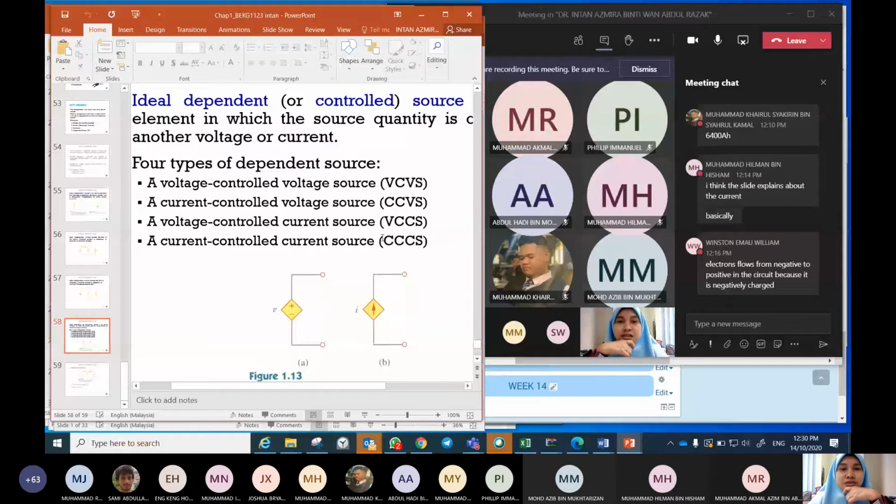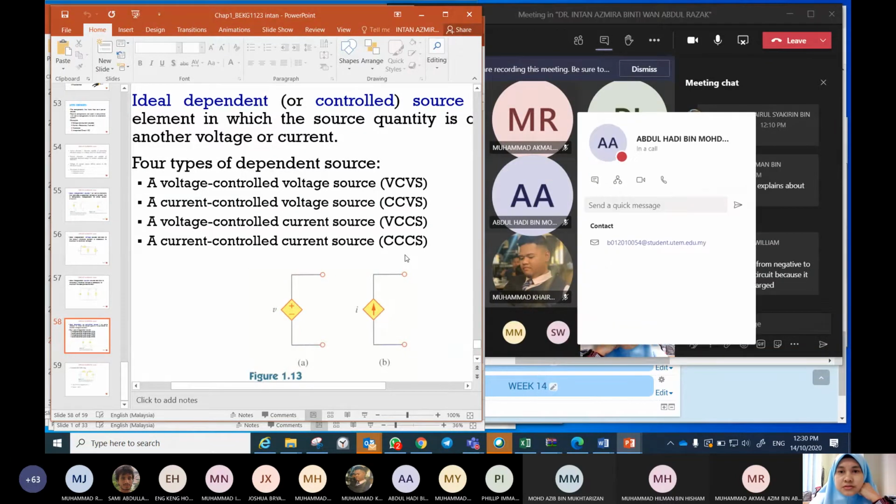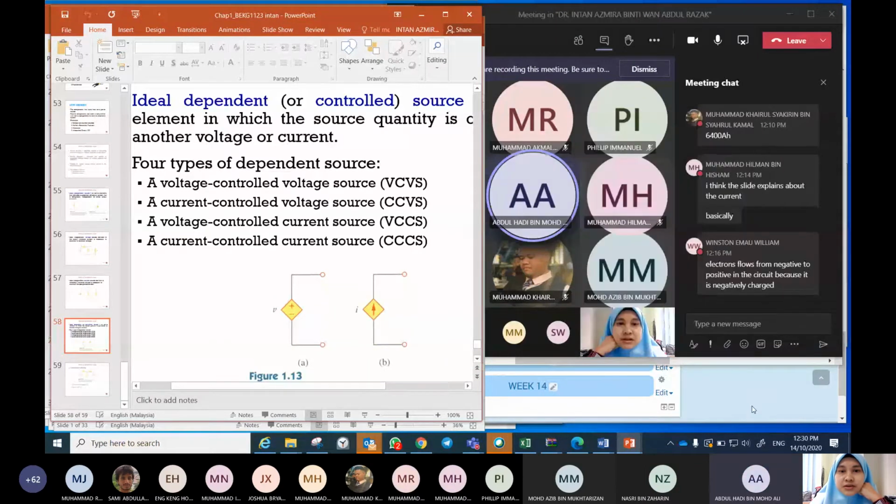Now, who wants to explain the current control current source? Hadi. What is current control current source?